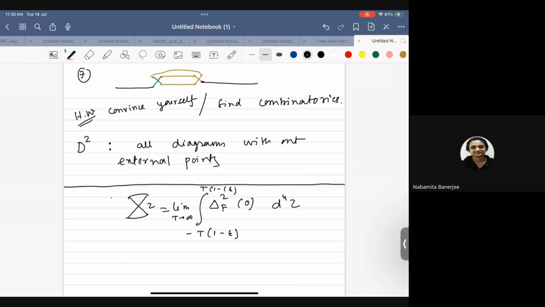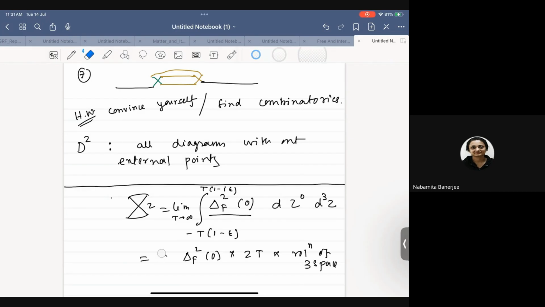And so this is just dz0. But also there would be d cube z. Right? And this guy is z independent. So the result is going to be simply this number times 2T times the volume of 3-space. And then you are supposed to take the limit T goes to infinity. Right? What would be the result? The result would simply be divergent. It would be infinity. No way I can come out of it.